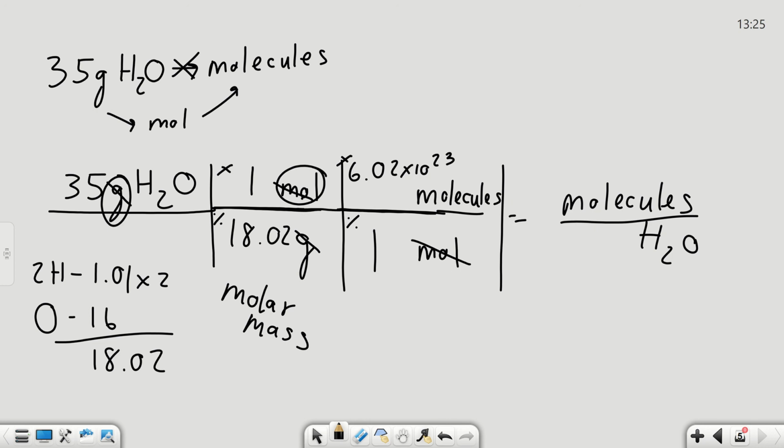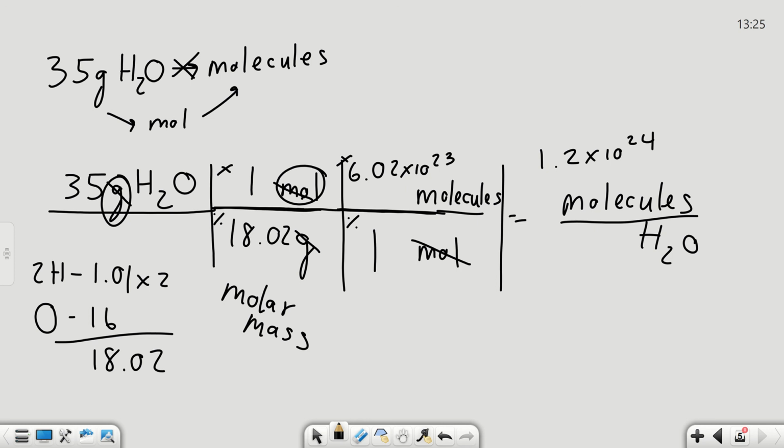All right, I started with 2 sig figs. This is going to represent 1 point. Yeah, sorry, I'm looking at this kind of funky. 1.2 times 10 to the 24th molecules of H2O. There you go. That's your 2-step problem.